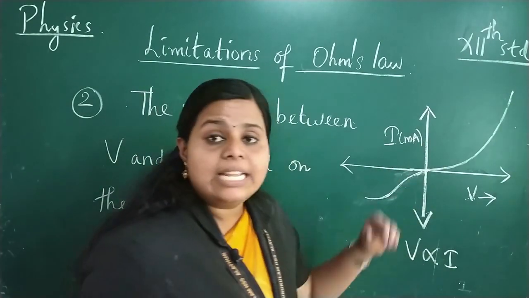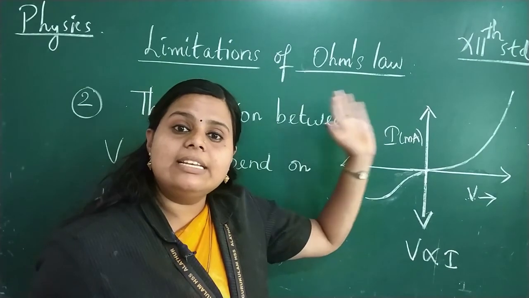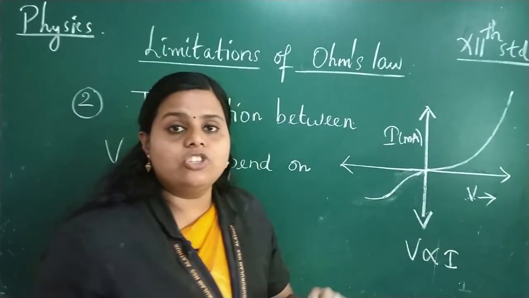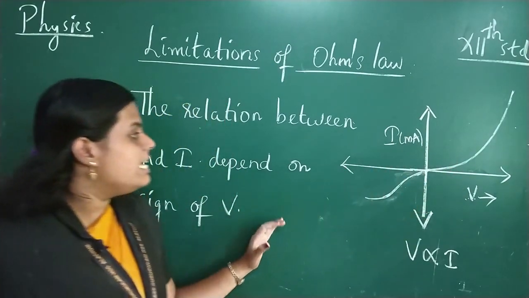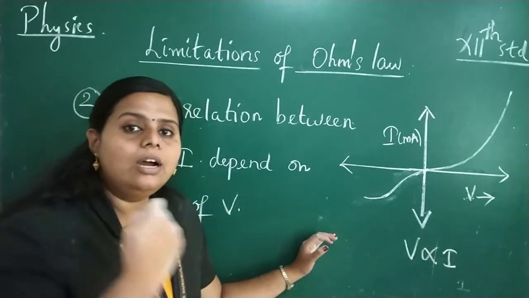And this happens in the case of a diode, which we will discuss in our last chapter, that is semiconductors. In the Semiconductors chapter we will study more about the diode. So this is another limitation of Ohm's law. Now let's get into the third limitation.